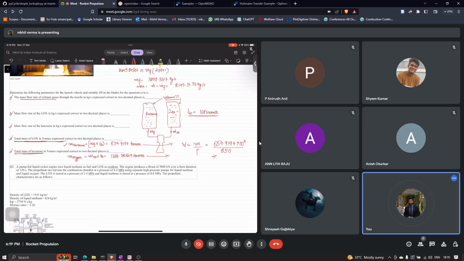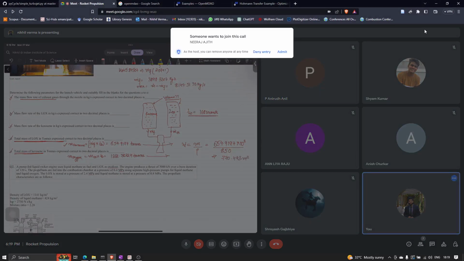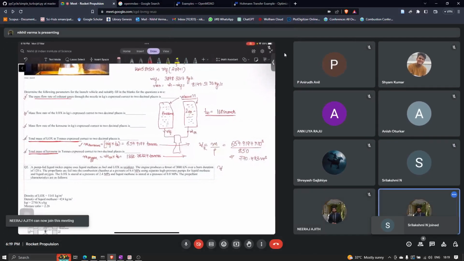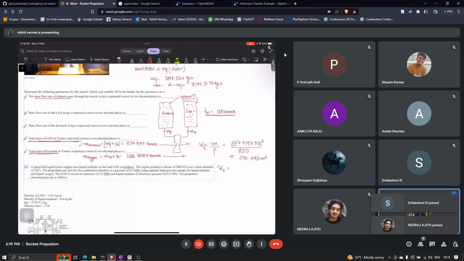So this is, if you calculate, you'll get 770.493 meter cube, and similarly for the oxidizer we have the mass of the oxidizer and the density of the oxidizer.